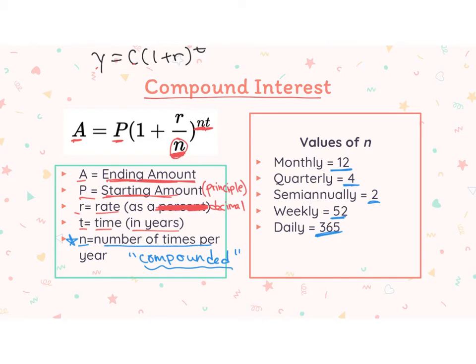The biggest thing that people forget is to put this in both places. This N goes into 2 places in the formula. You have to divide your interest rate by the number of times it's compounded, but then you also have to multiply the number of years by the number of times it's compounded.